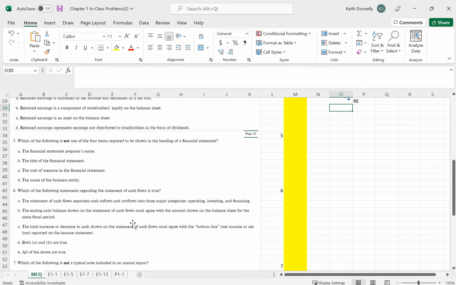Let's look here at 5. 5 says, which of the following is not one of the 4 items that would be shown on a financial statement? This one's going to be A for 5. You're not going to put the preparer's name on the financial statements. That is to say, when we're talking about accounting, we're very objective. We're just reporting the information. We're not really getting into what individual prepared these. They're represented by the company as a whole, in full. And the CEO, the CFO, they sign off on them. So you're not going to see that. But you would see the type of financial statement, what measurement unit they're using, dollars, the name of the business, and so on and so forth.